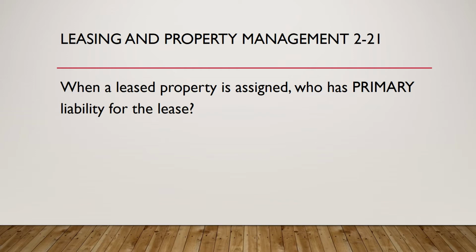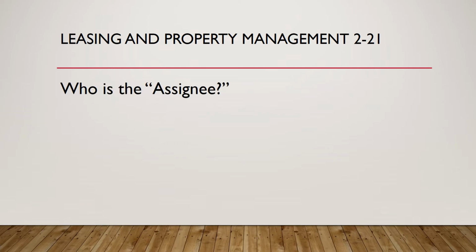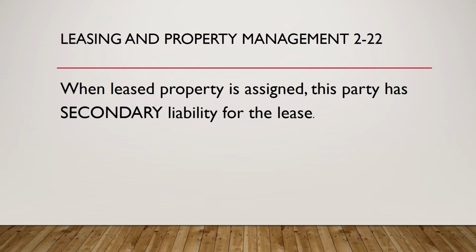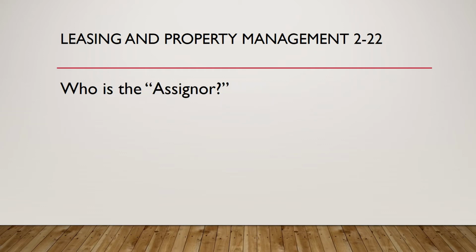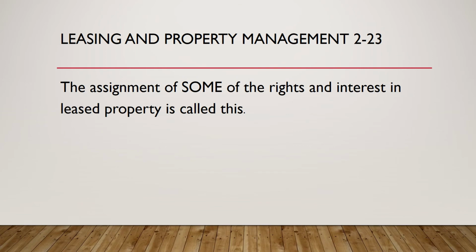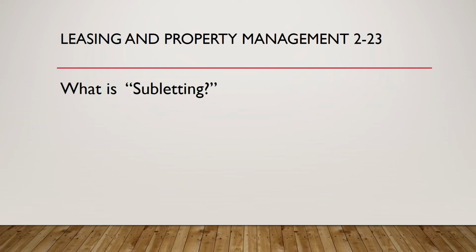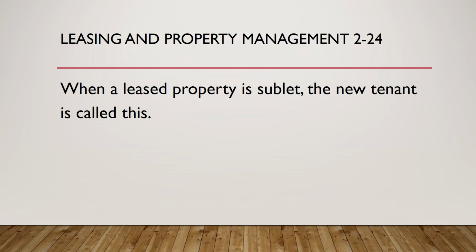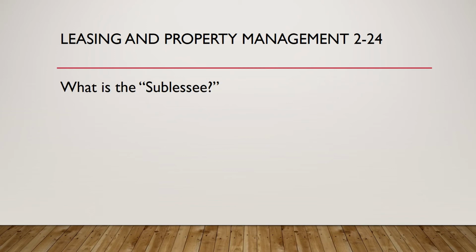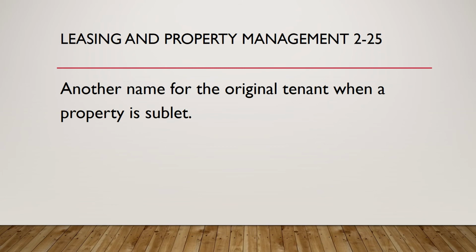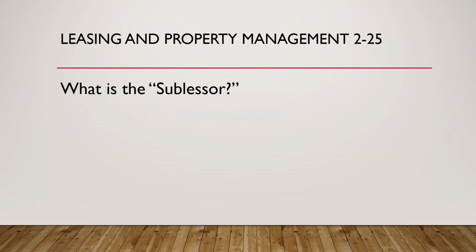Question 21. When a leased property is assigned, who has primary liability for the lease? Who is the assignee? Question 22. When leased property is assigned, this party has secondary liability for the lease. Who is the assignor? Question 23. The assignment of some of the rights and interests in leased property is called this. What is subletting? Question 24. When a leased property is sublet, the new tenant is called this. What is the sublessee? Question 25. Another name for the original tenant when a property is sublet. What is the sublessor?